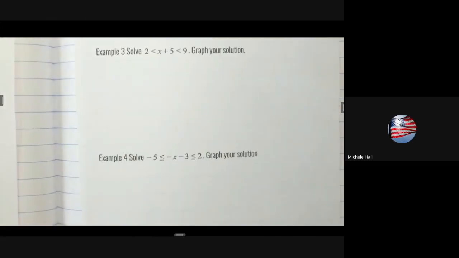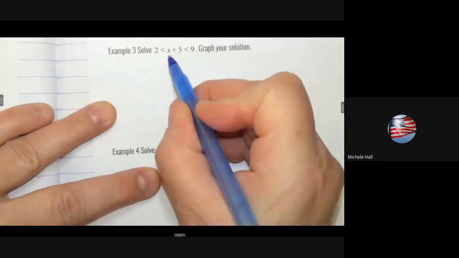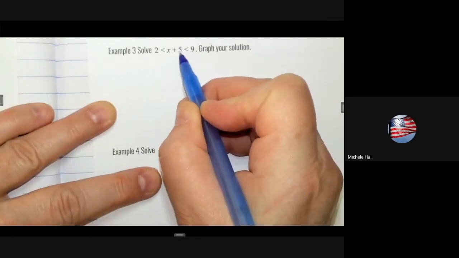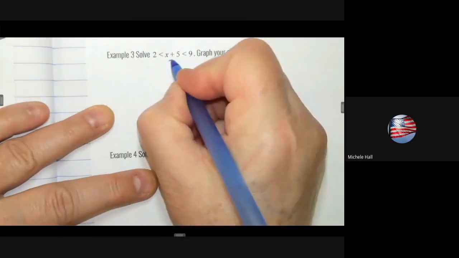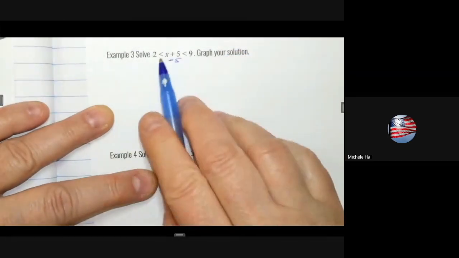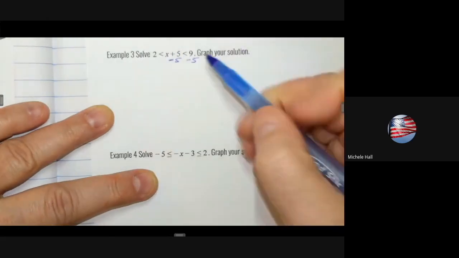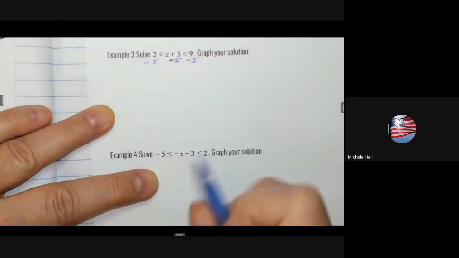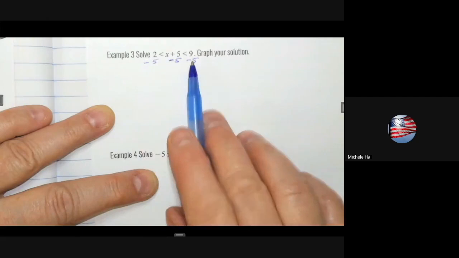Example 3, solve and graph your solution. We need to focus on where the variable is. Here's the variable, and the variable is being added by 5. We're going to undo that by subtracting 5. We have a compound inequality. It's like having two equal signs. We need to subtract 5 from the 9, and we need to subtract 5 from the 2. You need to do it 3 times, once where the variable is, and then on each end.